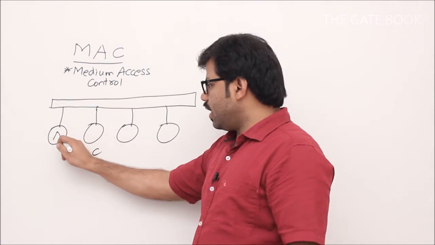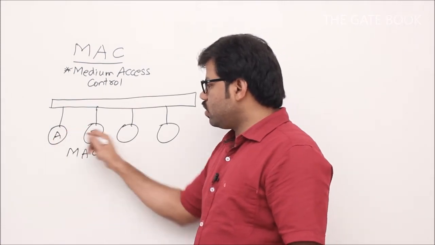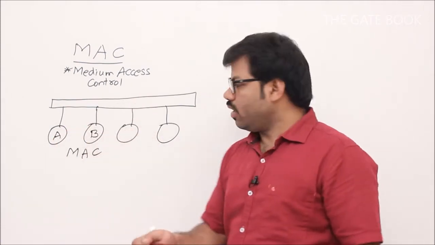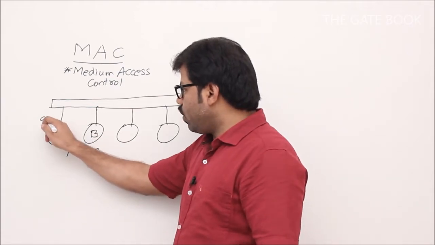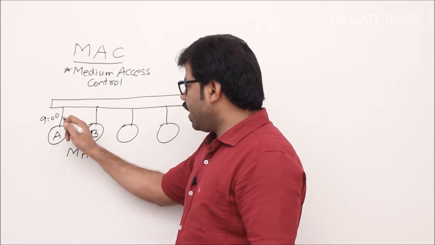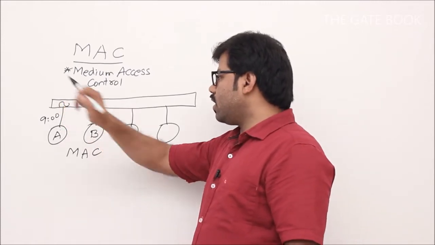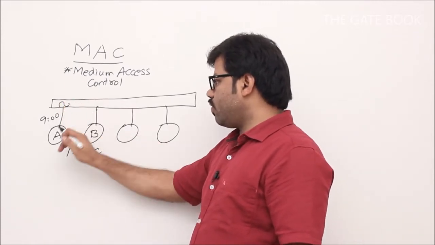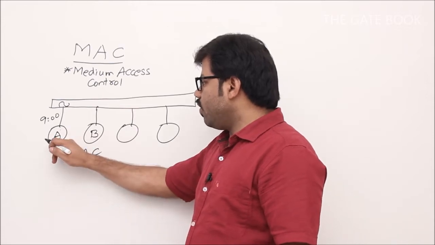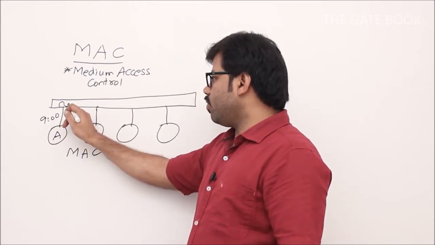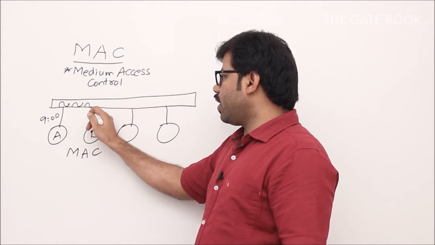Example, let's say station A and station B, these two stations want to send data. At 9 o'clock in the morning, station A has some message, which is nothing but a signal, that A wants to transfer. For that, A will send that signal onto the medium. Once the signal comes, it will start propagating, correct?